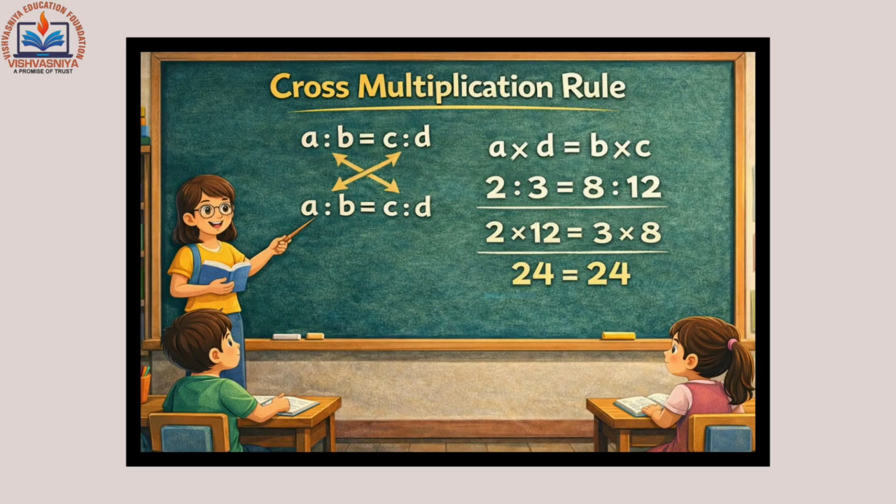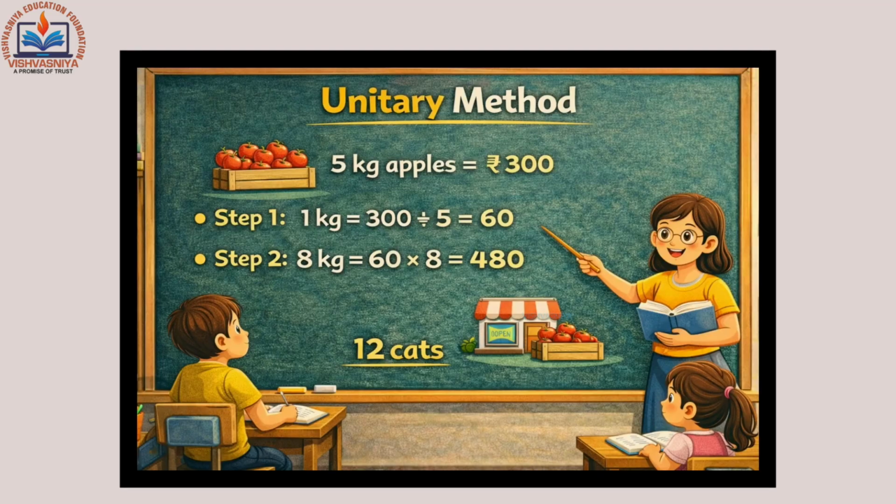A very important rule used in proportion is the cross multiplication rule. If a:b equals c:d, then a multiplied by d equals b multiplied by c. This rule helps us find missing values in proportion problems. Another important method used in ratio and proportion is the unitary method. In this method, we first find the value of one unit. Then we multiply it to find the required quantity.